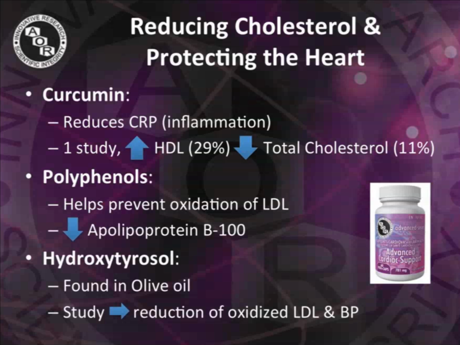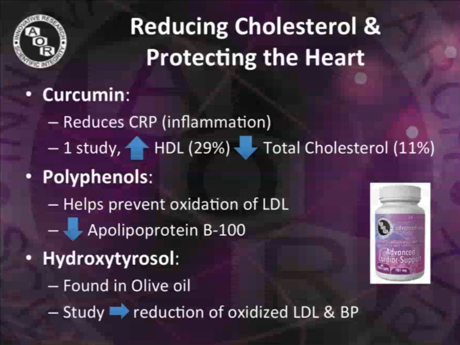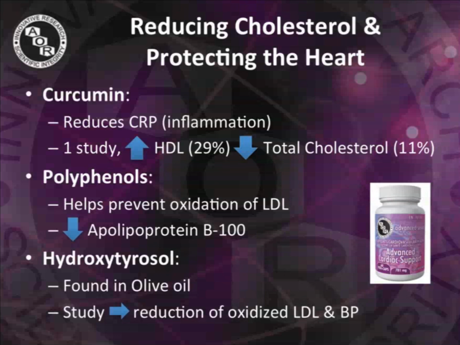Polyphenols, another thing significant for reducing risk factors for cholesterol, helps prevent the oxidation of LDL. But the interesting thing is it reduces something called apolipoprotein B. They've done some studies, and they're saying that it's actually a better indicator of heart disease risk than total cholesterol. So it's kind of on that same level as inflammation as being a better risk factor for heart disease than total cholesterol.